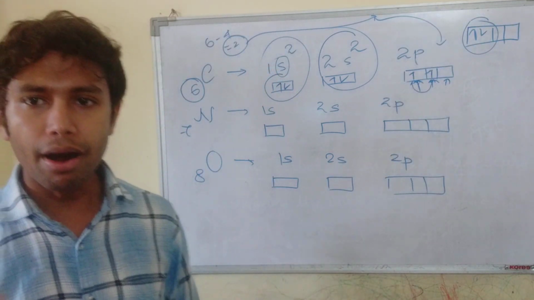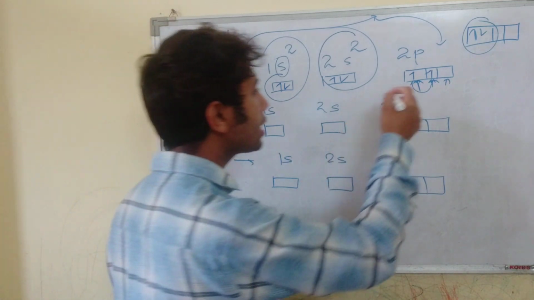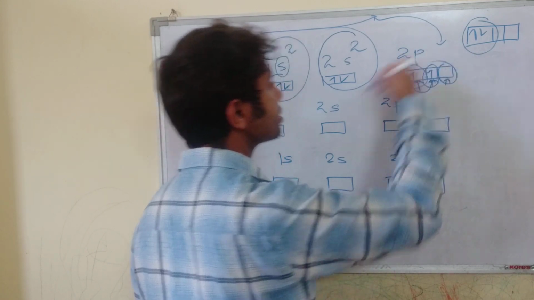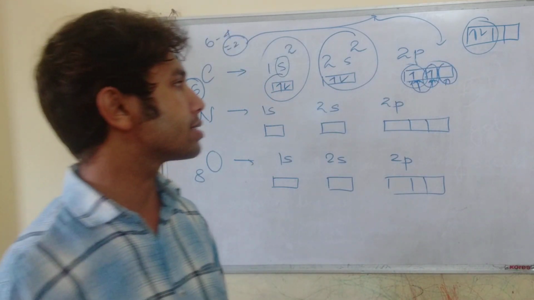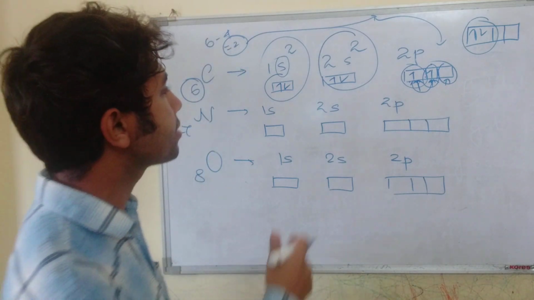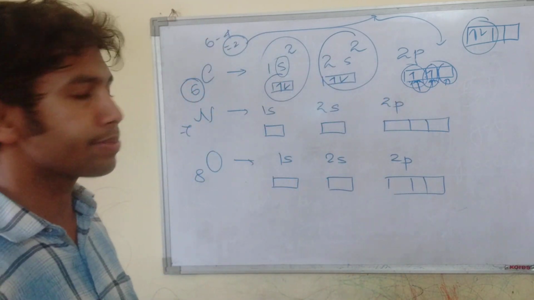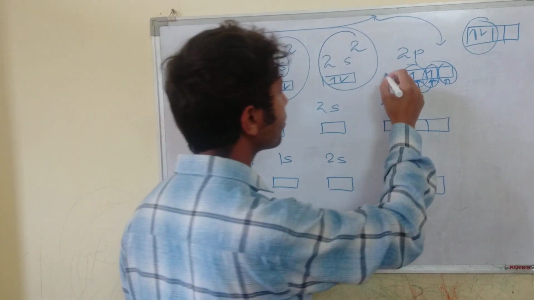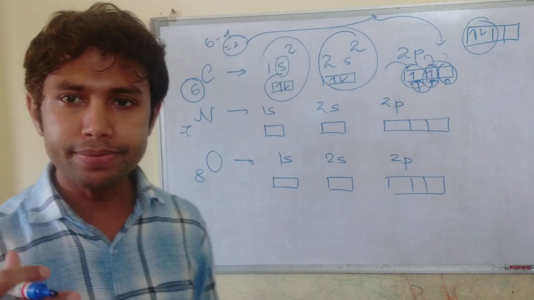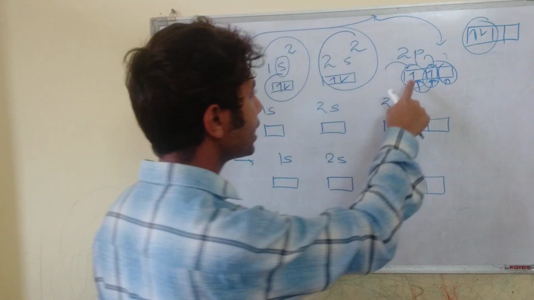Now Hund's rule of maximum multiplicity says that degenerate orbitals, meaning these orbitals which have the same energy, first get singly filled, then pairing occurs. That means first we have to fill up the orbitals with 1 electron each, then if more electrons remain, we pair up the electrons in those orbitals.